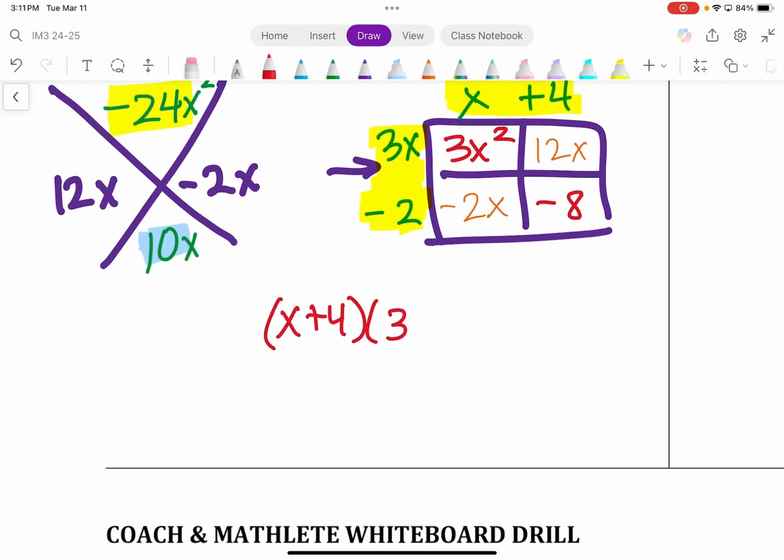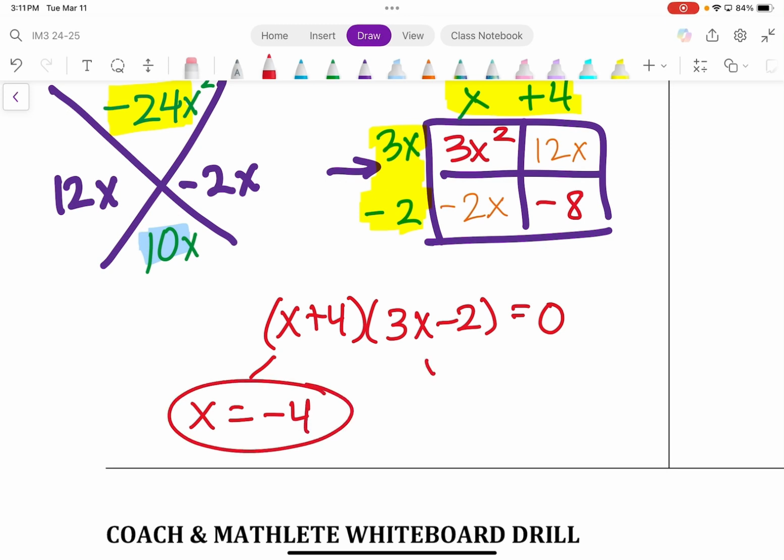x plus 4 times 3x minus 2 equals 0. So this x needs to equal negative 4, and this x would need to equal 2/3. Two-thirds, we can solve algebraically. You add the 2, divide by 3. 2 over 3 is 2/3.